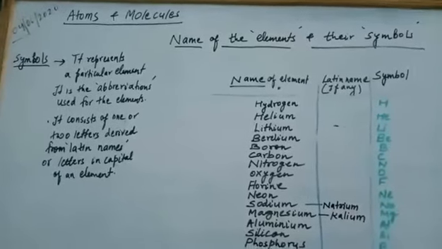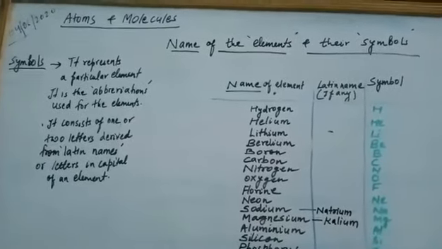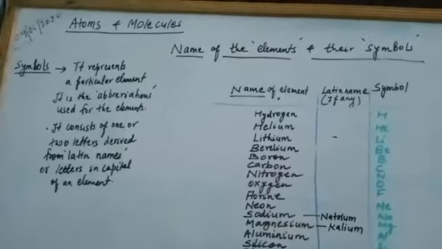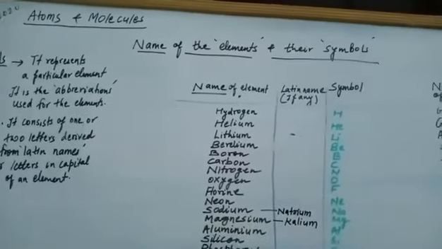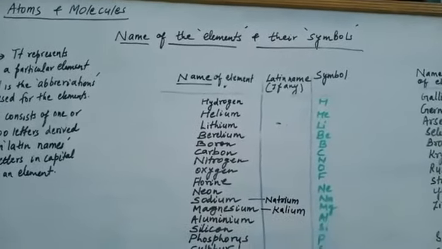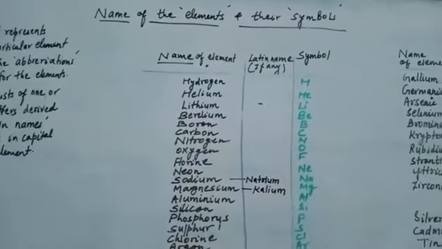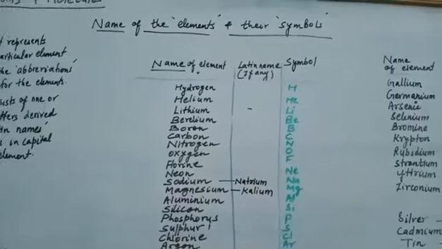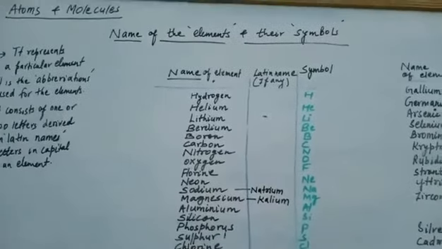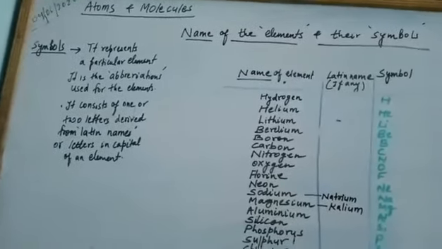Afternoon students, today we will continue with our third chapter only, that is atoms and molecules, and today's topic is names of the elements and their symbols. So here we will study the names of different elements and their chemical symbols. Now what do you mean by a chemical symbol?